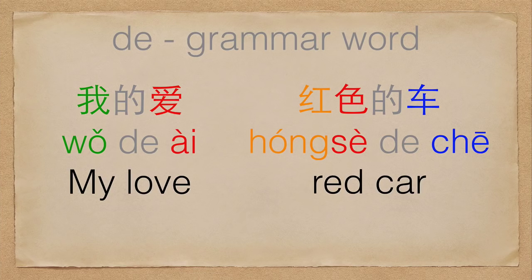The other thing that it can be typically doing is showing the relationship between two parts of a sentence. So normally the thing that comes before this 的 is a modifier of the thing that comes after it. So in this situation, 红色的车, red car. So the 红色, the red, is a modifier for the 车, the car. That's normally what this character does. It's a kind of grammar word.